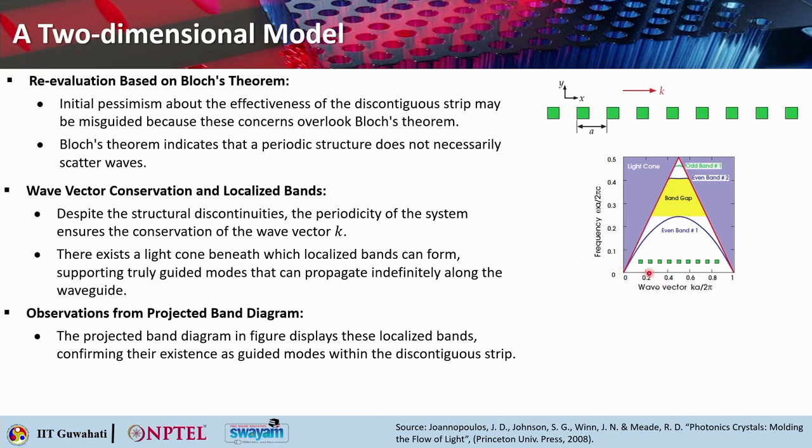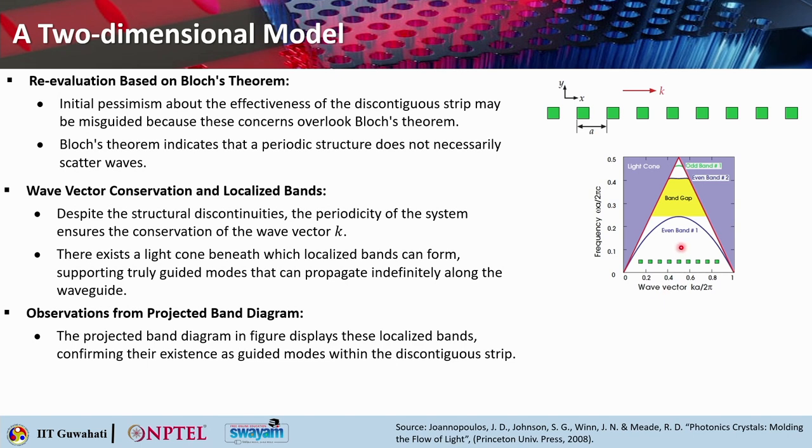So here, as we mentioned, this is the strip waveguide for which the band diagram is calculated, and it is shown here. Same y-axis, normalized frequency a by lambda naught, or you can write it as omega a by 2 pi c, and the x-axis is your normalized wave vector, that is k a by 2 pi. What you see here is that the light cone is symmetric, and the right part is basically folded. So along this line you can see a symmetry.